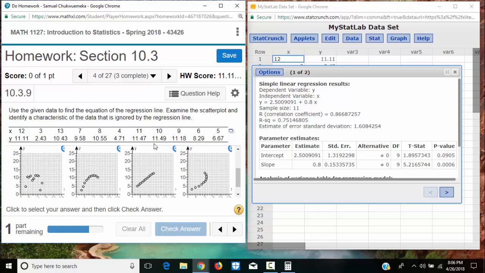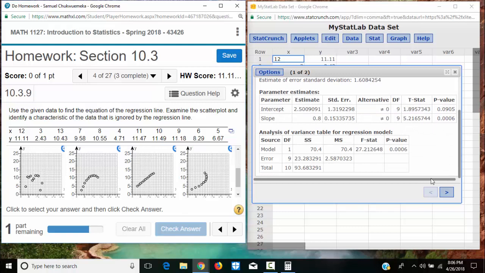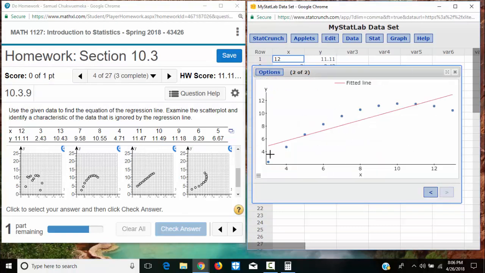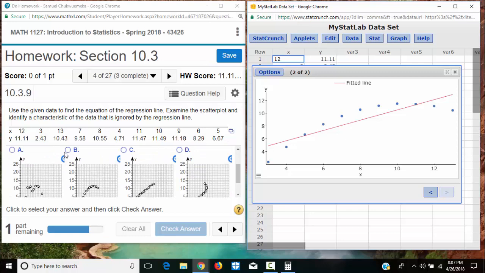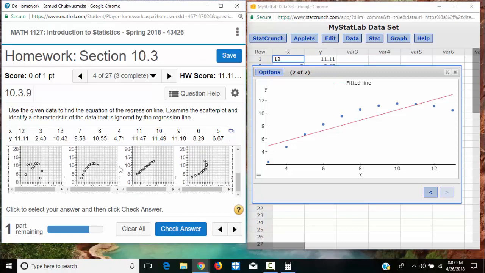Create a scatter plot of the data. So then just click this next arrow, and you will see the scatter plot. As you can see here, it looks like a parabola. It started as if it's going linear, then it began to curve like a parabola. So when you check these graphs, B is the correct option.